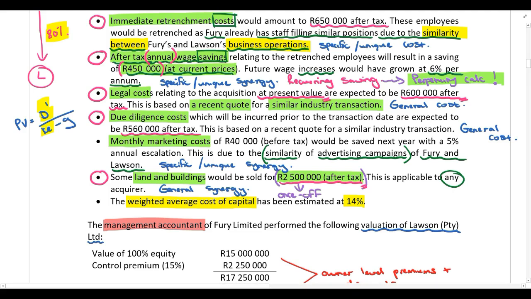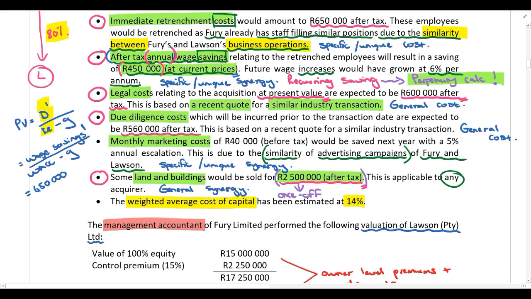But it's not the wage savings today. Remember, we always put D1 in the calculation, the future expected dividend. So this is the future expected wage savings, and we divide by the WACC less growth in perpetuity. But we are applying exactly the same logic as Gordon's dividend growth model. So what are the wage savings? They're already after tax, so we've got after tax annual wage savings of 450,000 Rand at current prices.